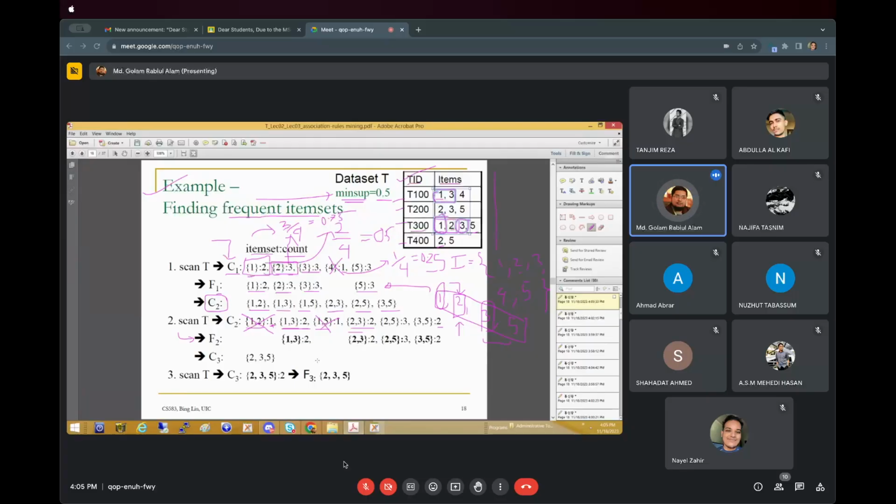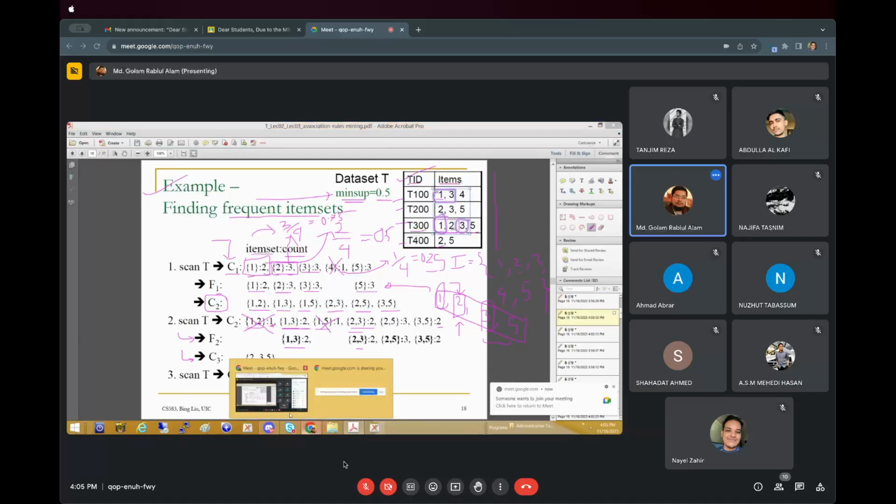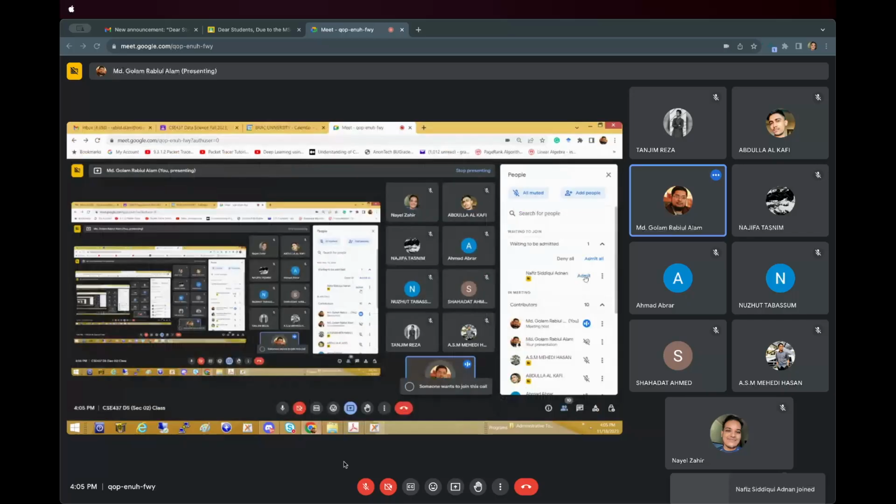Now the next step is to find our candidate item set of 3 items. And for that, what do we have to do? This is a set and this is another set. We have to check all the sets.